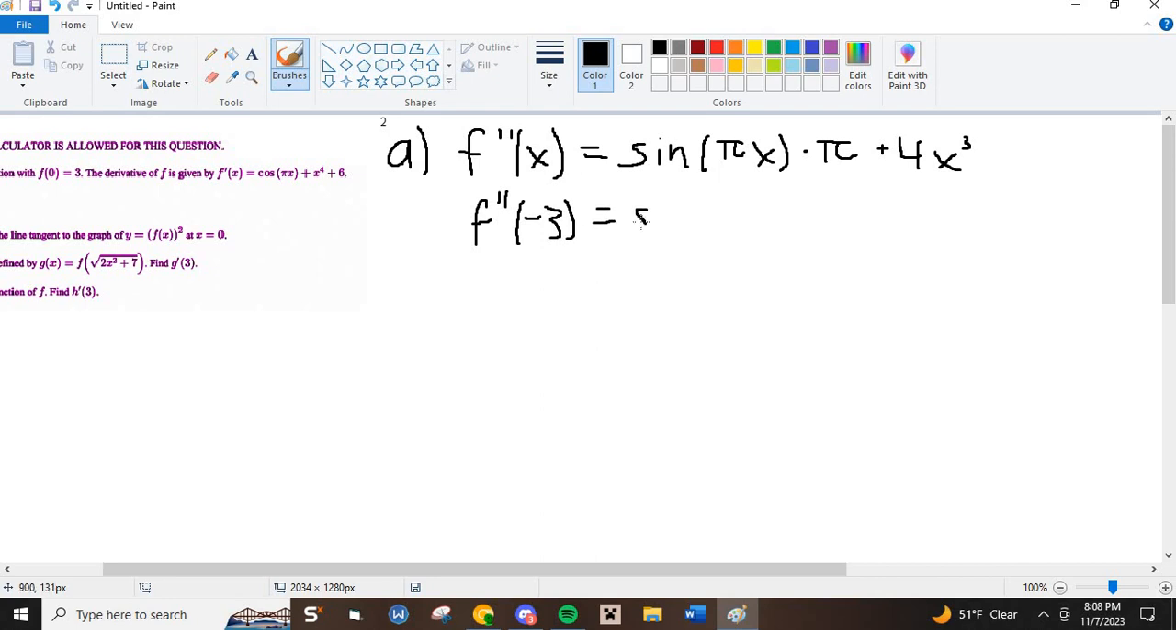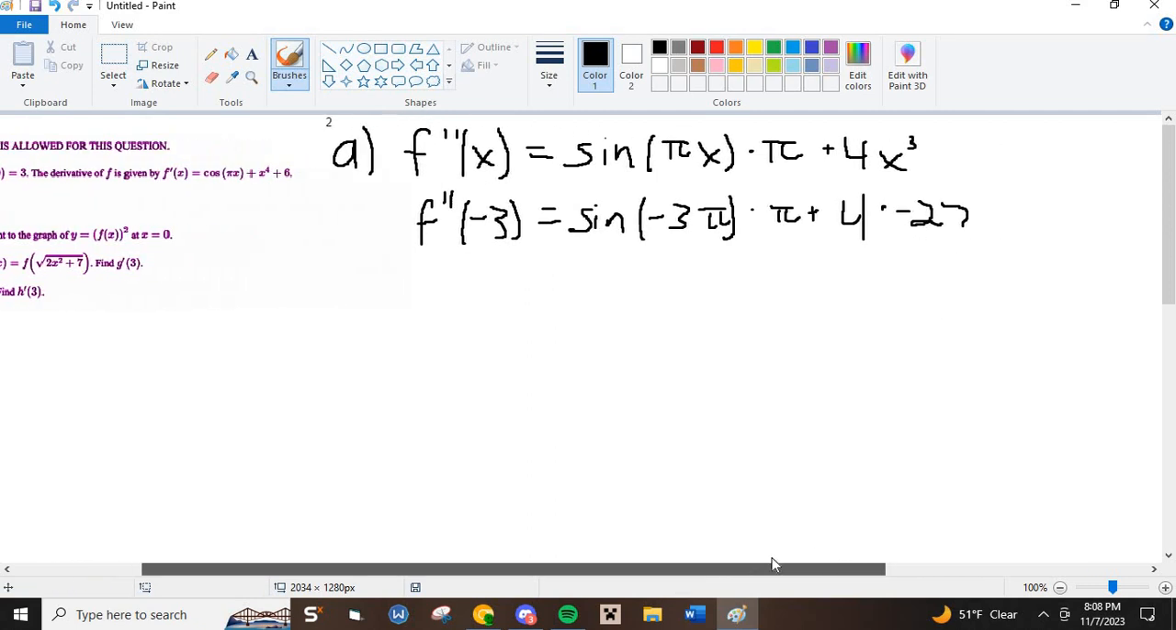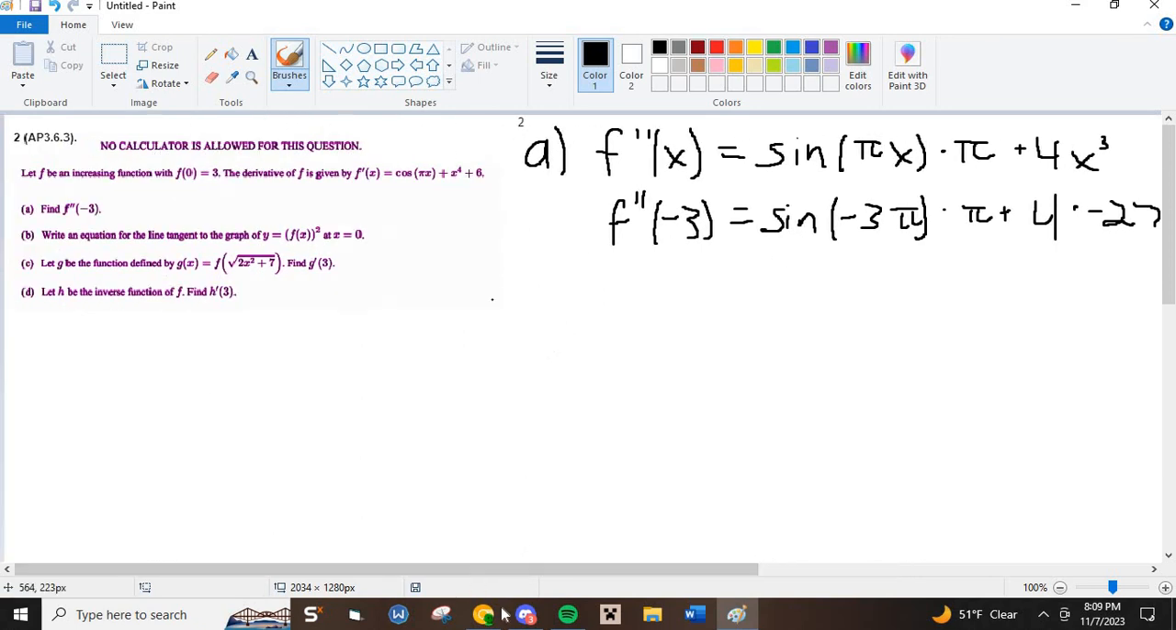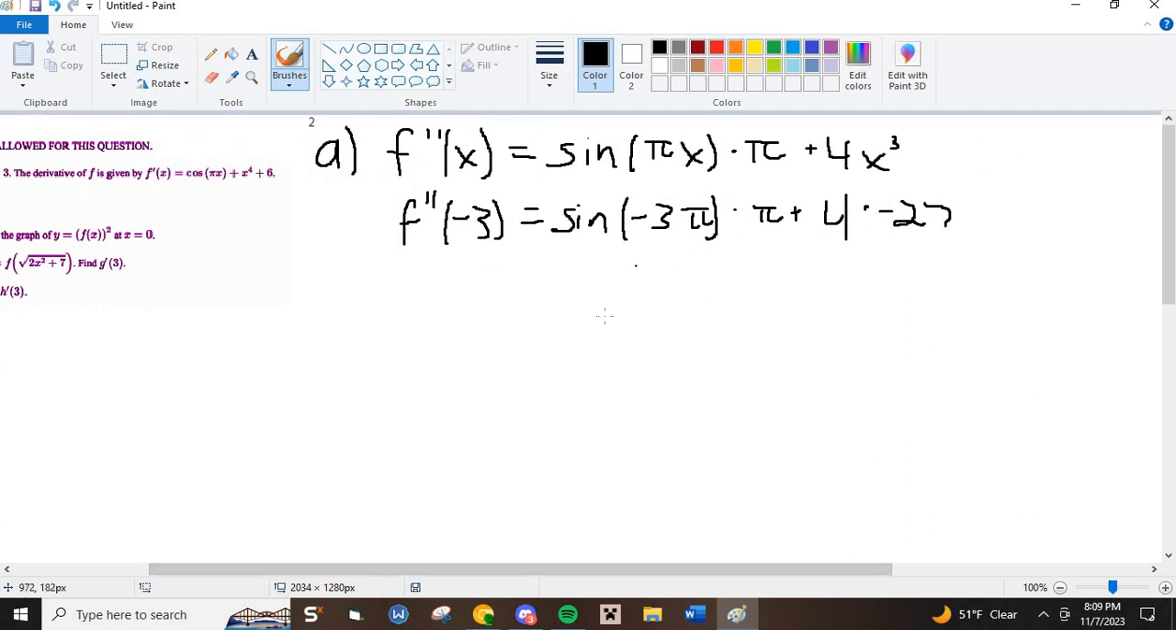This is just going to be sine of -3 pi times pi plus -3 to the third power is -27, so that's 4 times -27. So how do you find sine? Oh yeah, by the way, they don't let you use a calculator for this one. So how are you going to find sine of -3 pi?